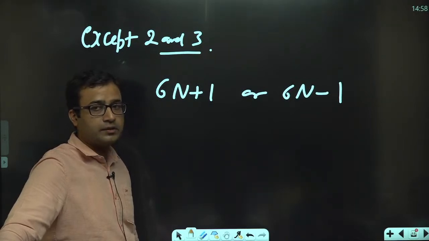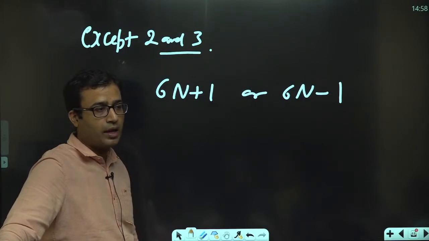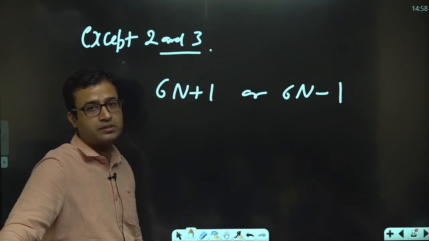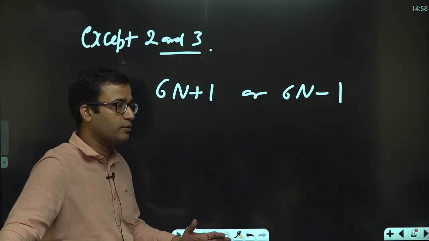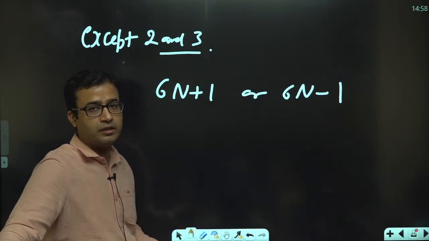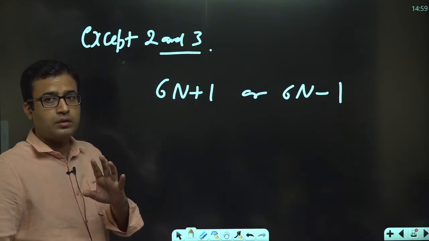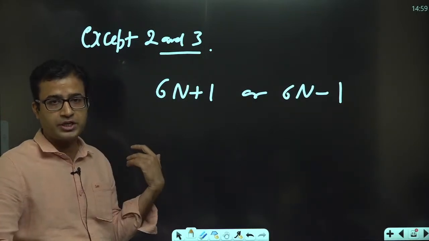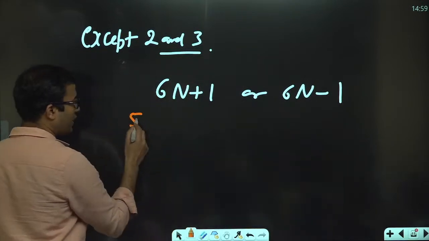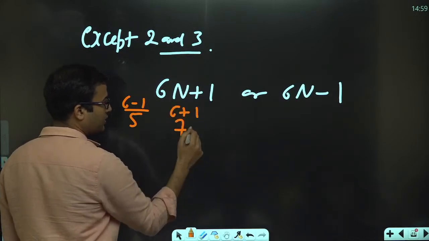In brackets you write here, 6n means a multiple of 6. n can be any value. 6n से मेरा मतलब क्या है? Multiple of 6. Except 2 and 3. Tell me any prime number, I will check for you. Like 5, I will check. देखो, 5 is 6 minus 1. 7 is 6 plus 1.